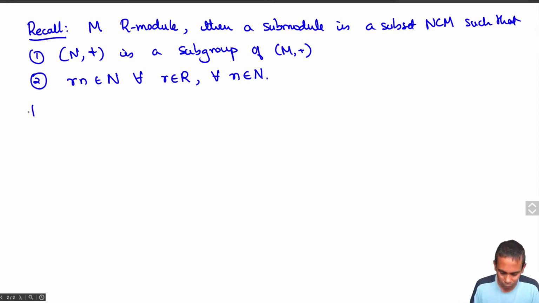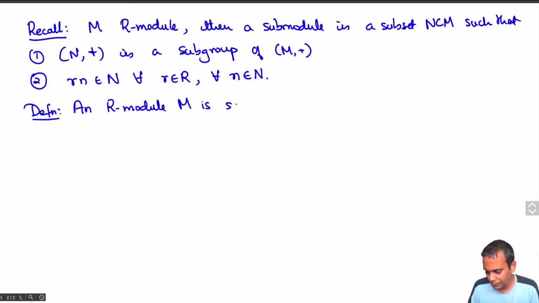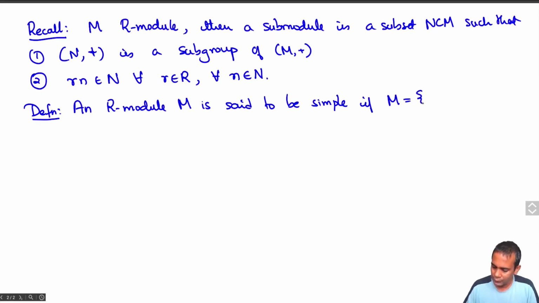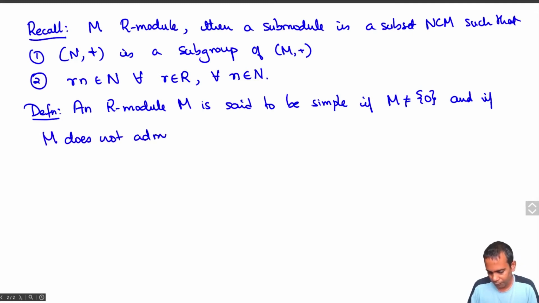Now we can define a simple module. An R-module M is said to be simple if, firstly, M is not just 0, that is, it's a non-trivial module, and if M does not admit a non-trivial, i.e. a non-zero proper submodule.